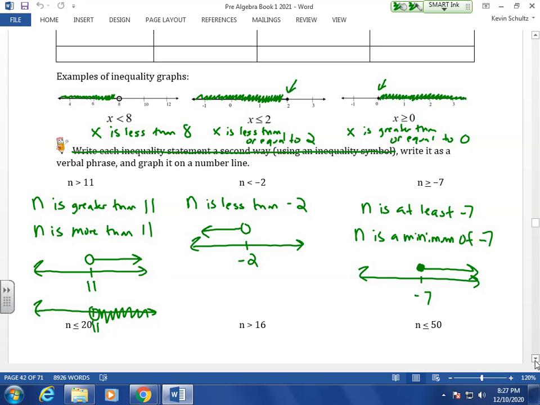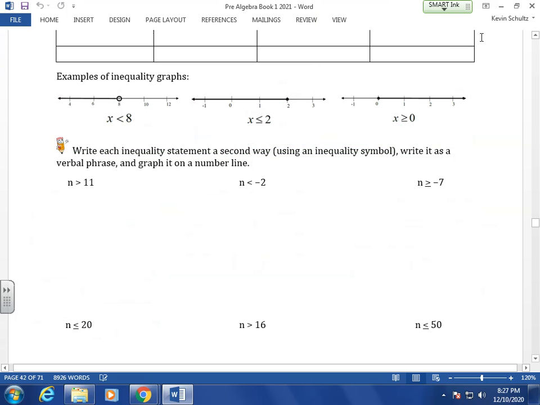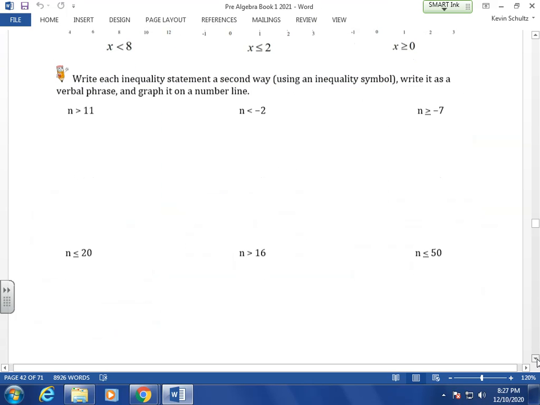Okay. So there are 3 examples of what I want you to do here. I essentially want you to rewrite the inequality statement as a verbal phrase using the phrases that we wrote down in the table up above there, and then graph it also. And pay attention to, is it open circle or closed circle? And then which direction is your arrow or which direction is your shading going? Okay? All right. So that's the first part there.